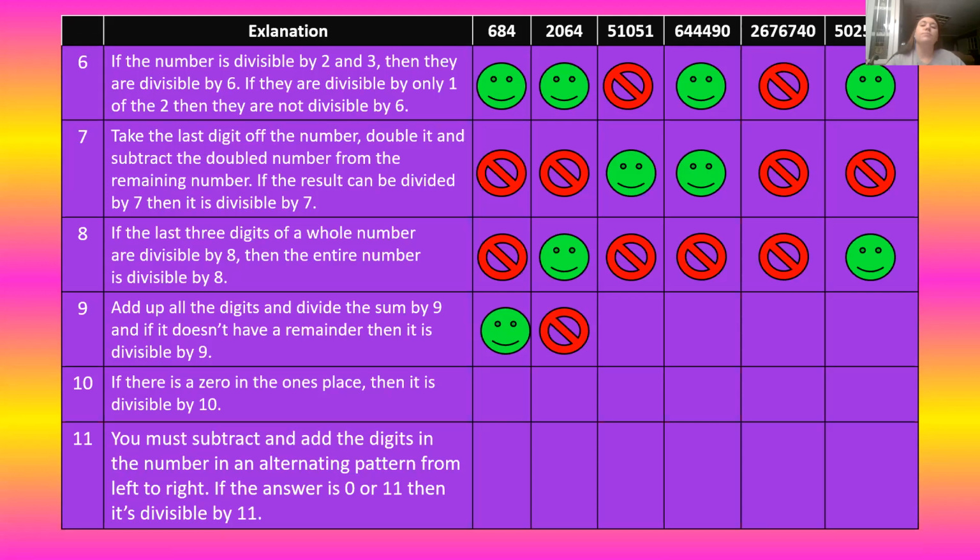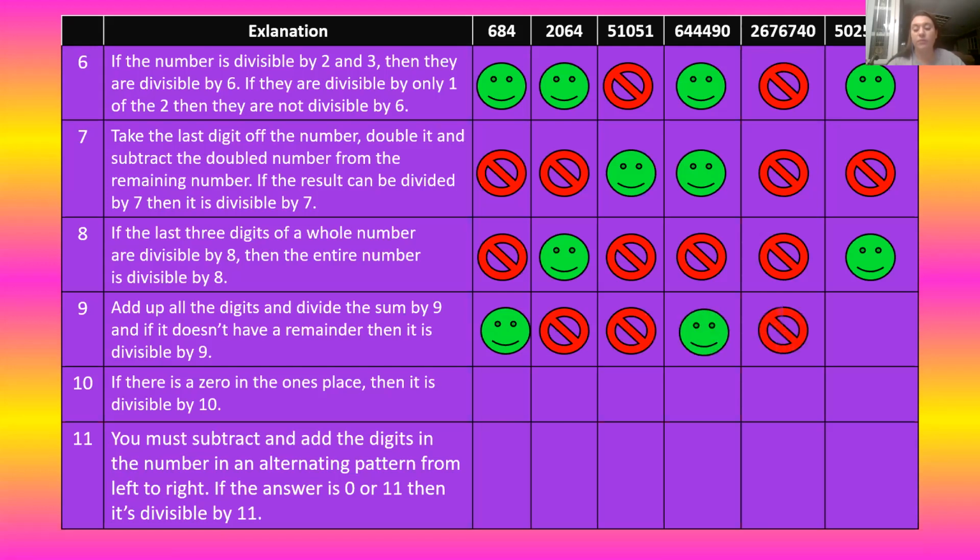Now, 51,051 we know is also 12, because you add your 2 5s, which is 10, and then your 2 1s, which is a 2, and it gives you 12. So that is not divisible by 9. Now, you have 6 plus 4, plus 4, plus 4, plus 9, which gives you 27. And when you divide that by 9, it gives you 3. So that is divisible by 9.